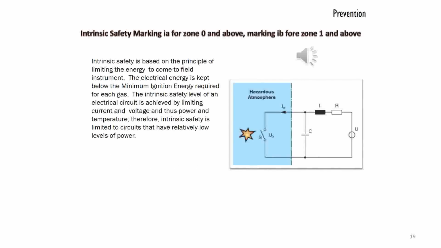Intrinsic safety, marking IA for zone 0 and above, and marking IB for zone 1 and above. Intrinsic safety is based on the principle of limiting the energy coming to the field instrument. The electrical energy is kept below the minimum ignition energy required for each gas. The intrinsic safety level of an electrical circuit is achieved by limiting current and voltage, and thus power and temperature. Therefore, intrinsic safety is limited to circuits that have relatively low levels of power.